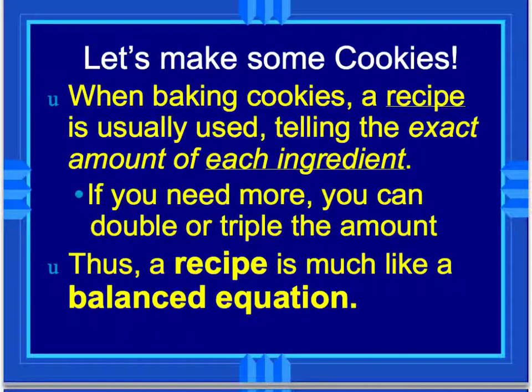Okay, so here's another introductory, get-you-thinking question, and it says, let's make cookies. When baking cookies, a recipe is usually used telling the exact amounts of each ingredient. It's not a shock there. But what if you needed to make more than just the 24 cookies that you normally could produce with the set amount of ingredients? If you need to make more, you can double or triple the amount of ingredients. Thus, a recipe is much like a balanced equation. So a recipe is like a balanced equation.